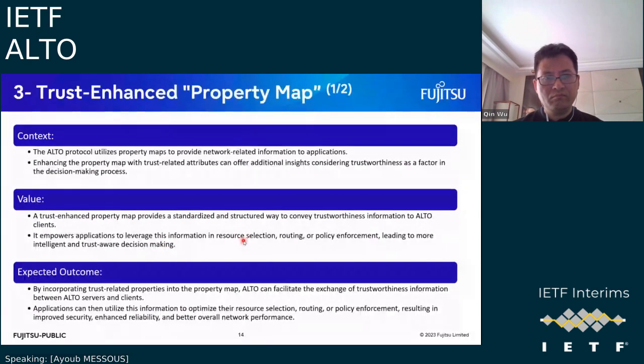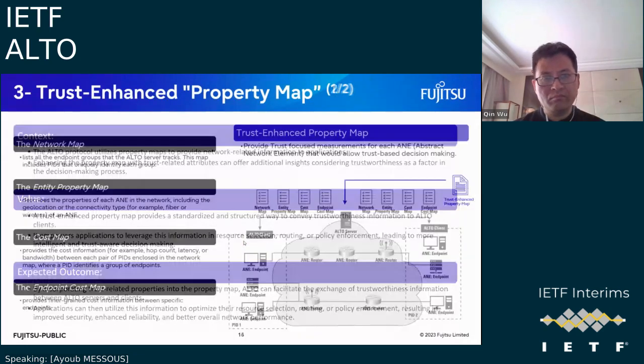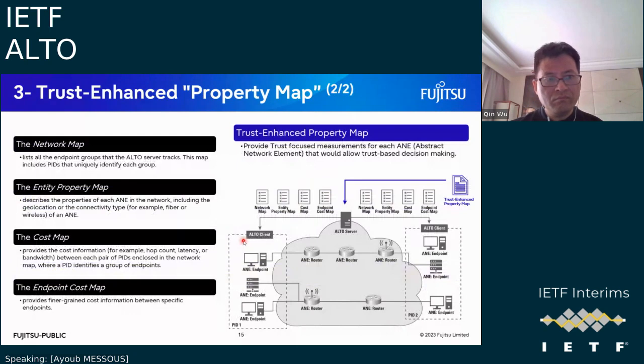Let's move now to the third idea related to trust enhanced property map. Currently, there are four major property maps that are currently available within ALTO: the network map, the entity property map, and the cost map. There is also the endpoint cost map.